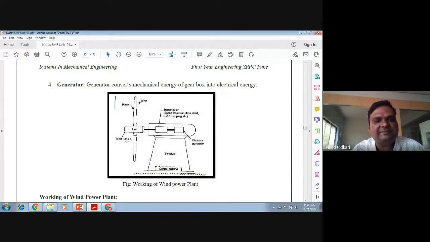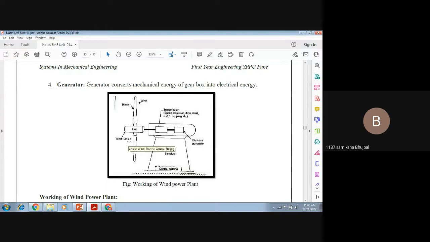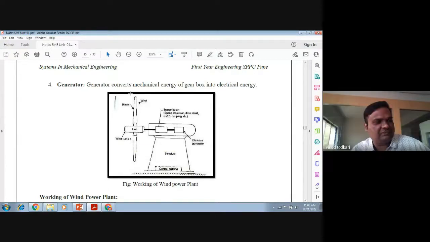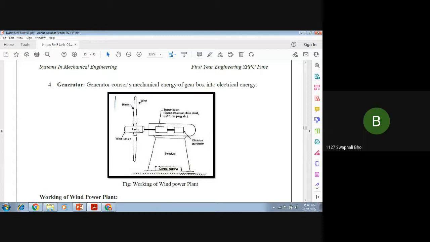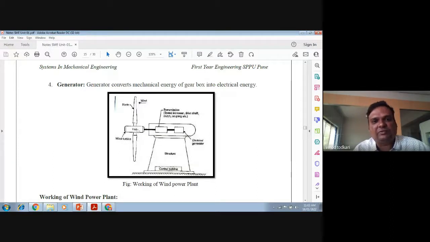What is the name of this? Wind turbine. So this is wind turbine. Okay. What is the name of this? Hub. Hub, right? So wind blades are mounted on the wind hub and this total assembly is called a wind turbine. Now see, what is the name of this?